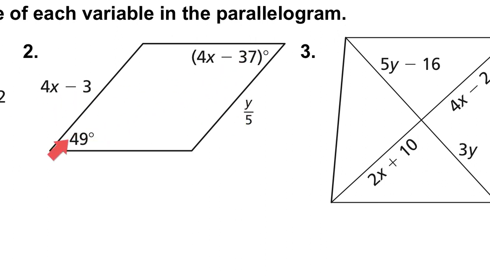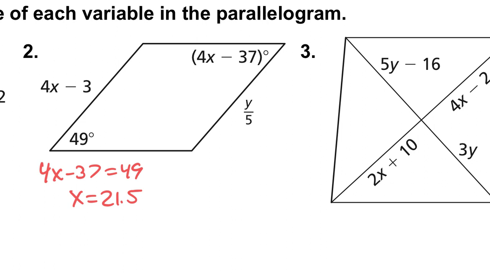But notice my opposite angles. My opposite angles, there's only one variable, and we know that opposite angles are congruent. So I can set 4x minus 37 equal to 49. And when I solve this, I'm going to get x equals 21.5.